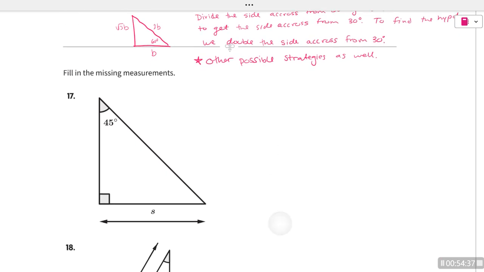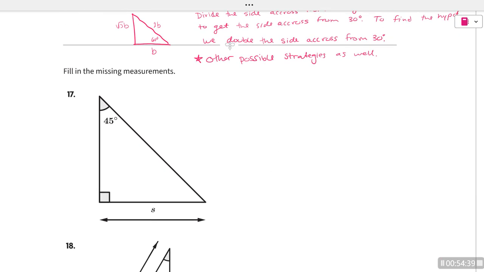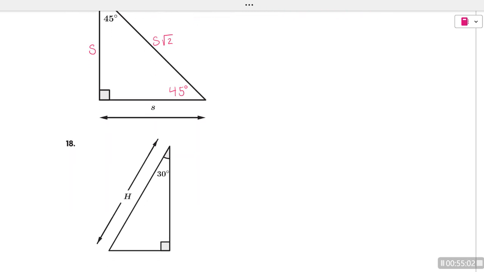Okay. So find the missing measurements. We have a 45, 45, 90 triangle here. And we don't have any side lengths. So all we can assume is that this is S. And whatever this is, it's going to be S times the square root 2. If we knew S, we could plug numbers in there, but we don't. So that's how we leave it.